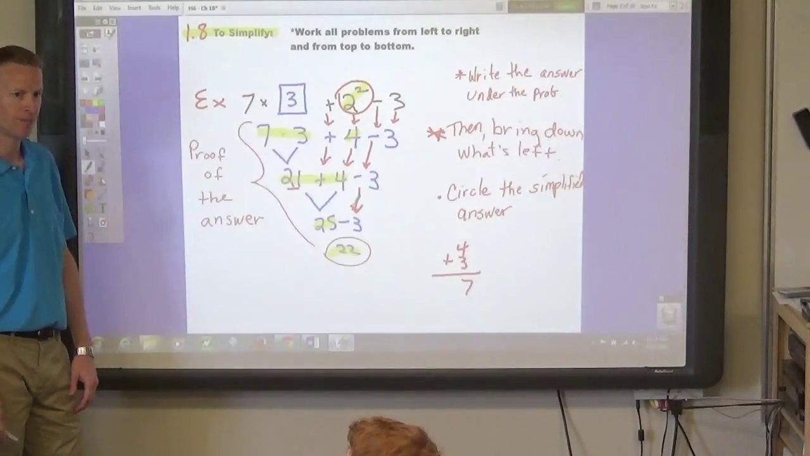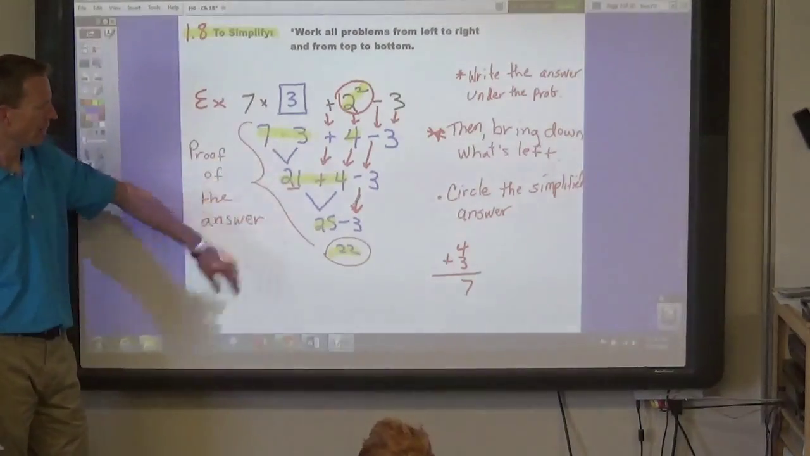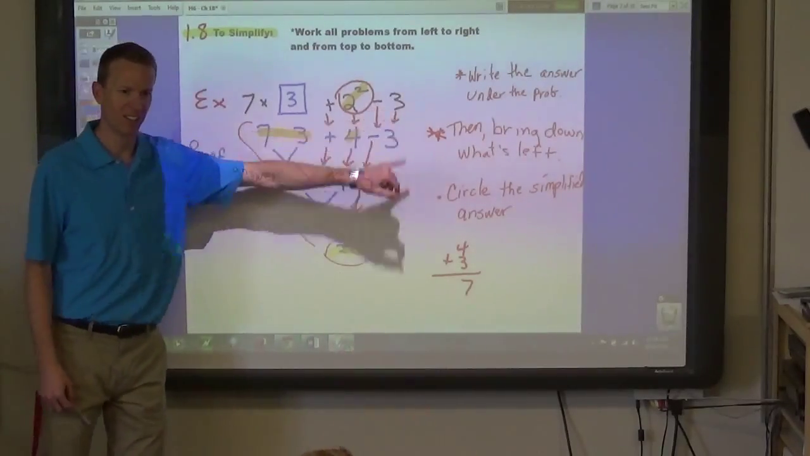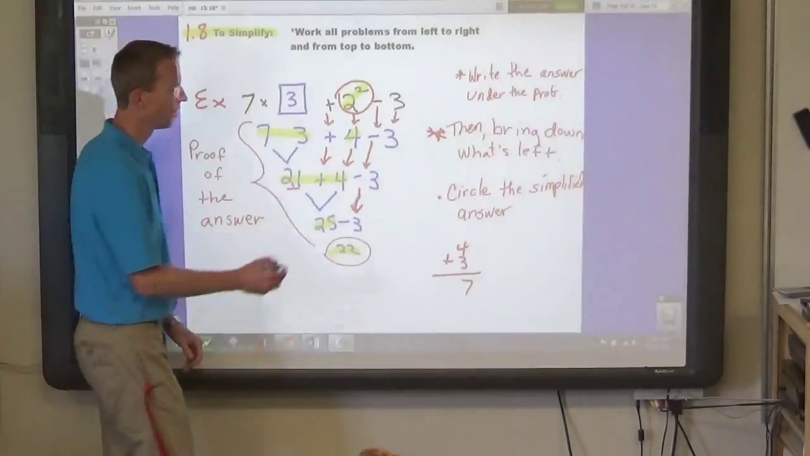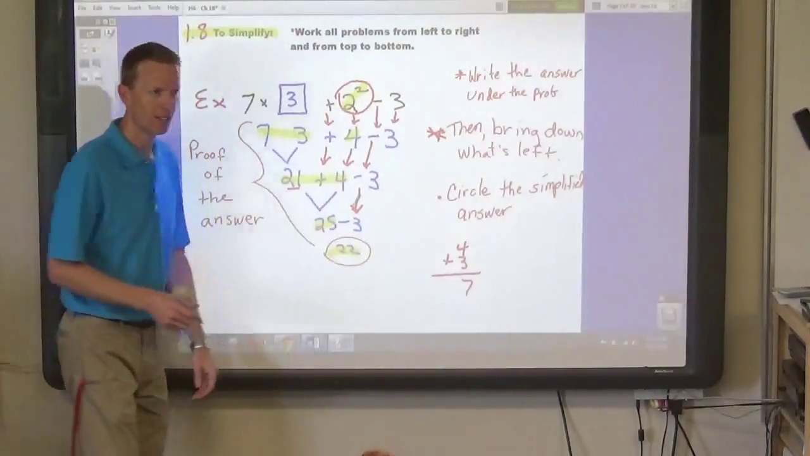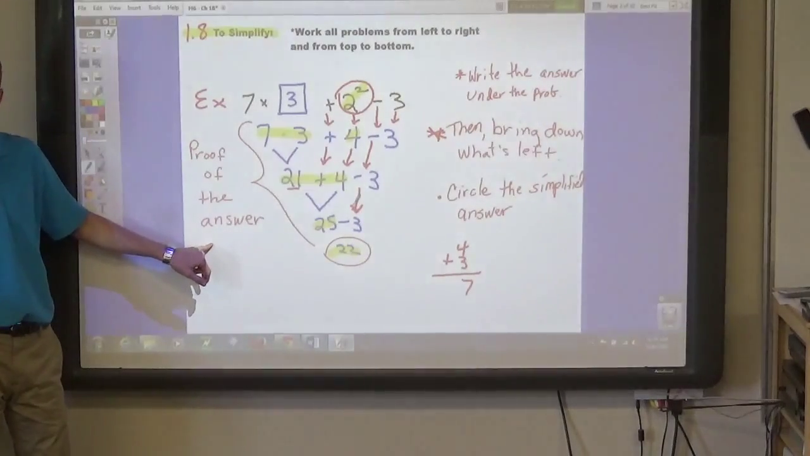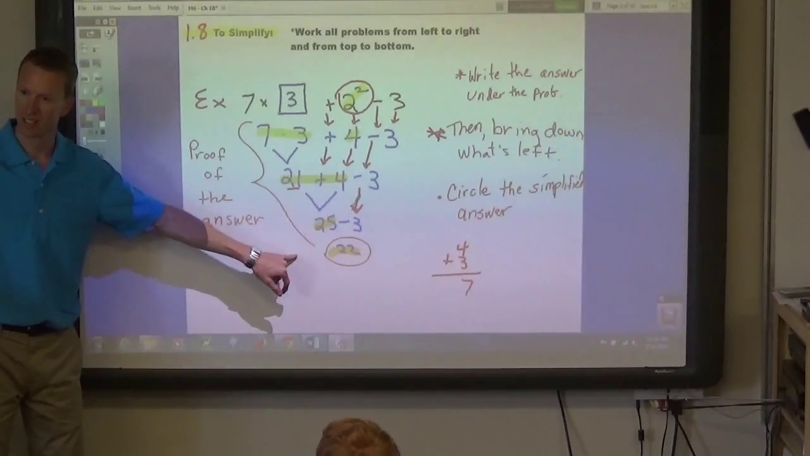Okay? Now I know what some of you are thinking. Look at all that writing. I could do this in my head. Well, if you did this in your head and you wrote 22, what's missing? The proof of the answer.